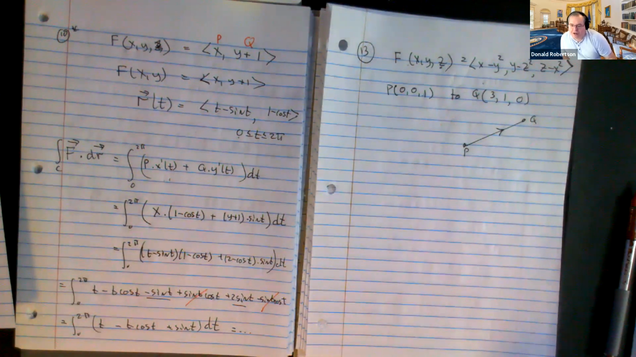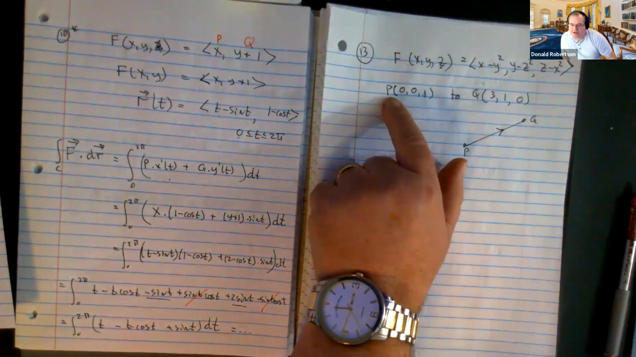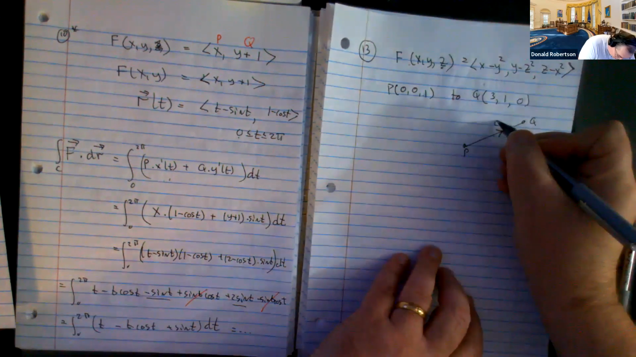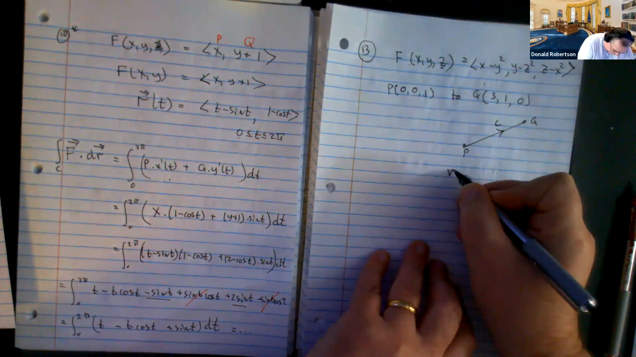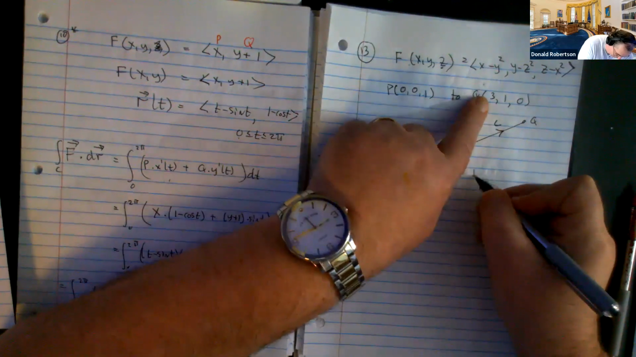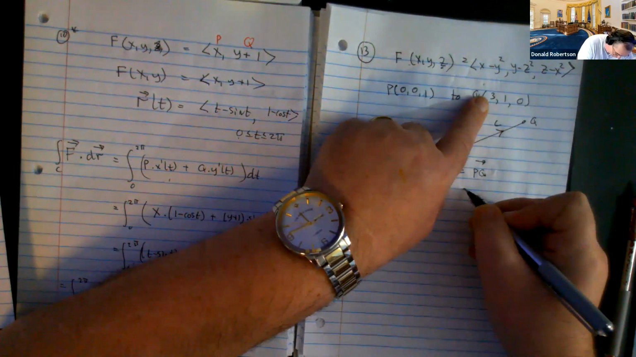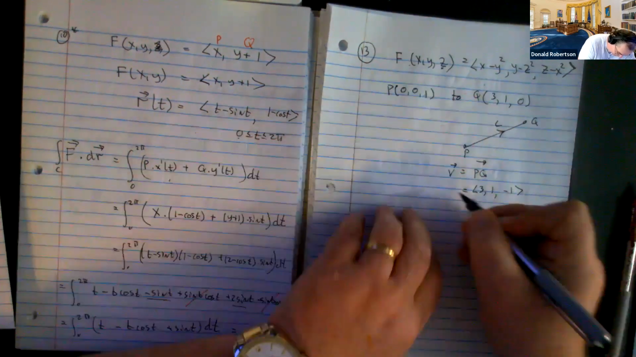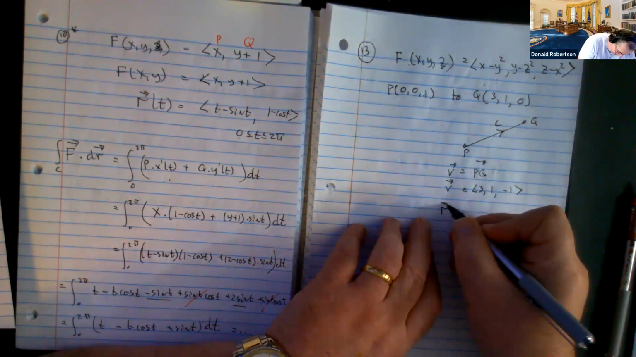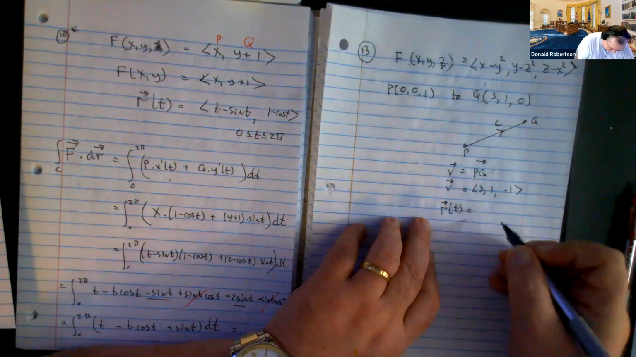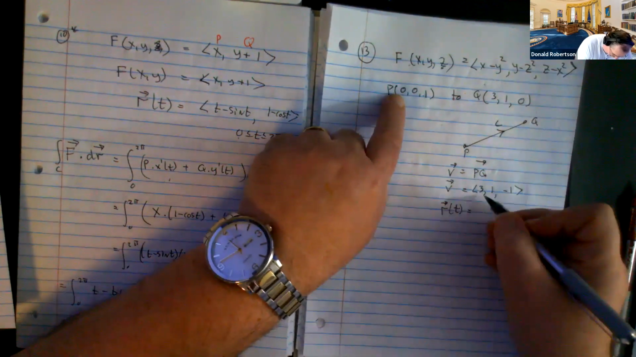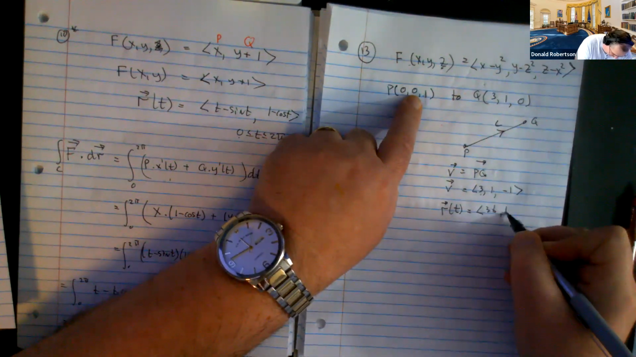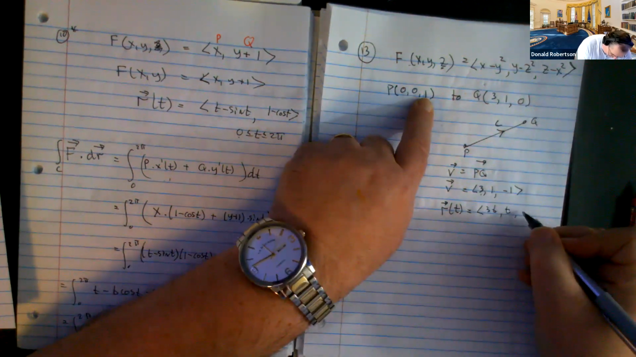Now, in this question, I have to create the parametric equation for C, because that's basically who C is. So the direction vector is P to Q. And so 3 take away nothing, 1 take away nothing, nothing take away 1 is -1. And the r of t that we need is going to be 0 plus 3t, 0 plus 1t, and 1 minus 1t.